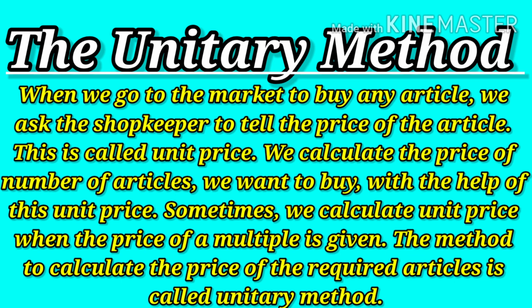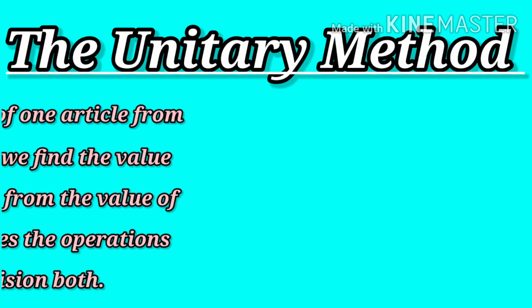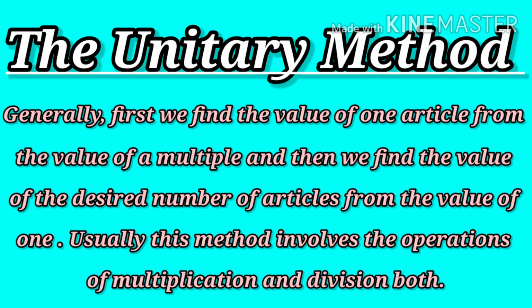We calculate the price of the number of articles or things we want to buy with the help of this unit price. Sometimes we calculate the unit price when the price of a multiple is given. The method to calculate the price of the required things or articles is called the unitary method. Generally, first we find the value of one article from the value of multiple. Then we find the value of the desired number of articles from the value of 1. Usually this method involves the operations of multiplication and division both.